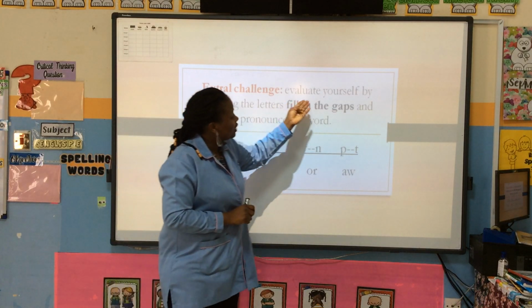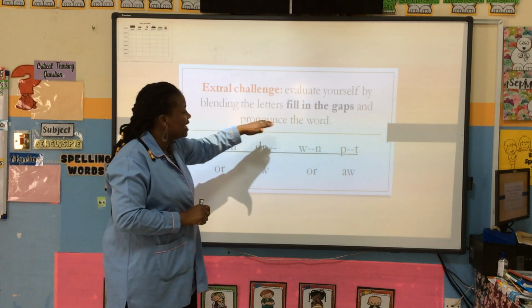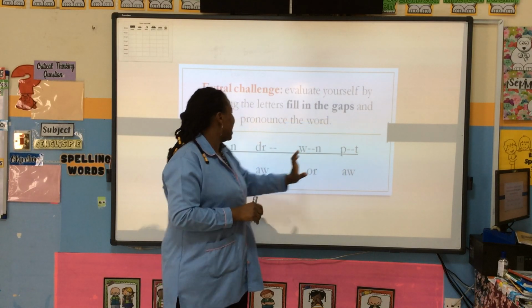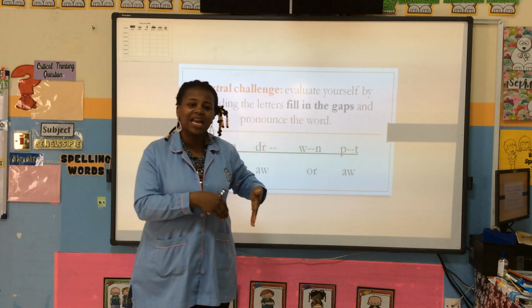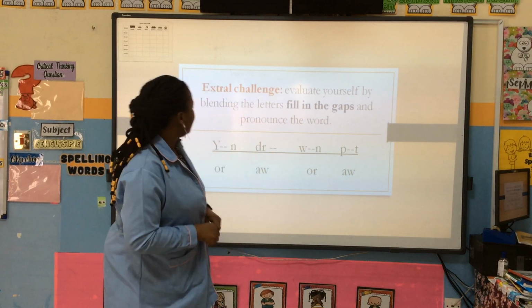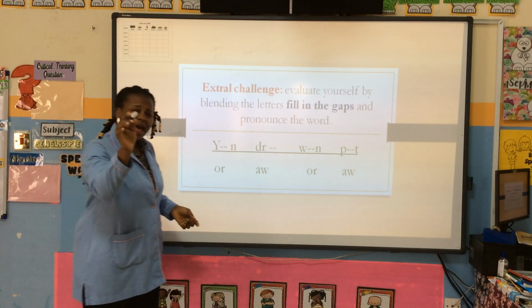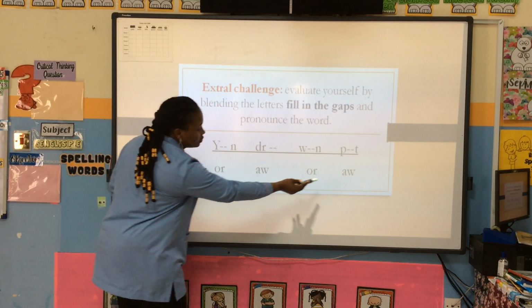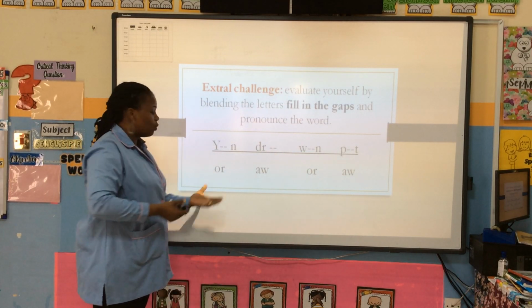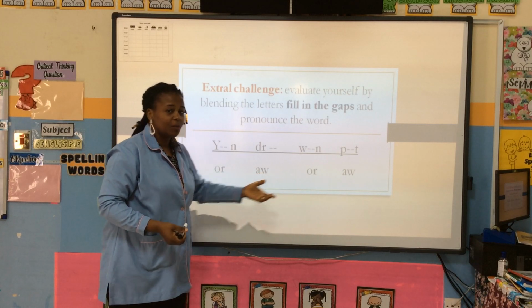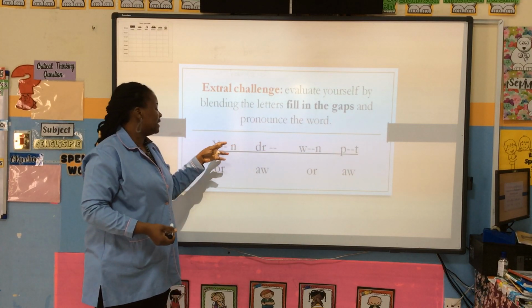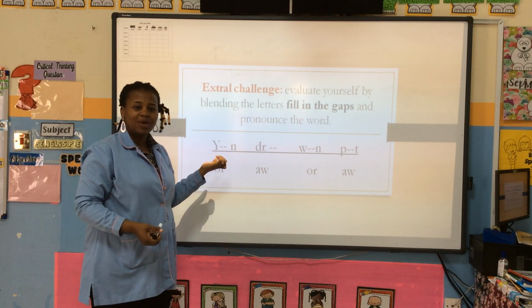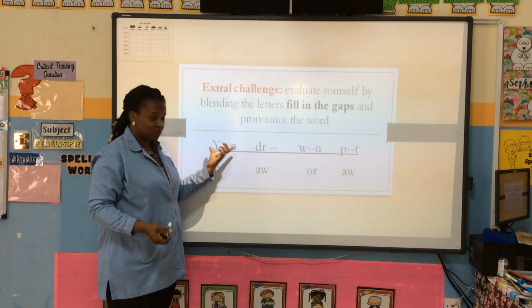That is why I said evaluate yourself by blending the letters, filling the gaps, and pronouncing the word. All these are embedded in our objectives. So now you are asked to choose from these letters down here, then you blend them in this very space to make a word for this. I will do this first one for you.